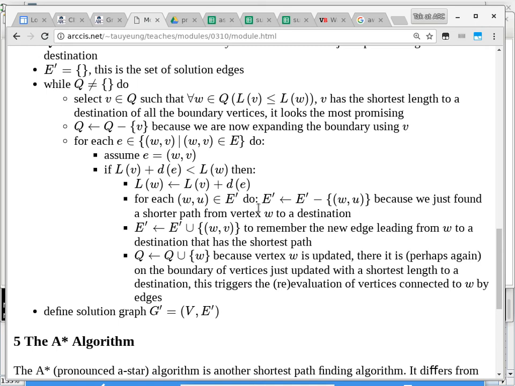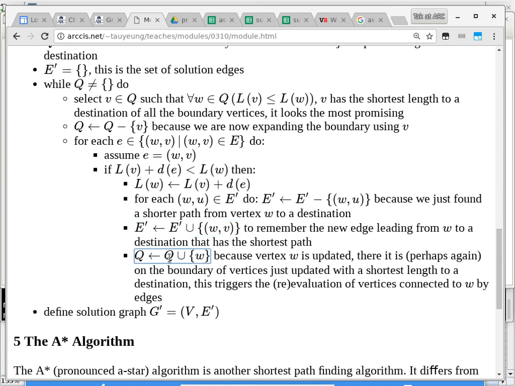So this is erasing, and then this is adding back the actual edge that will be a part of the shortest path from W to a destination. Does that make sense to you that the edge WV should be in the solution graph? At least at this point. Maybe later we'll find something even shorter and take this one out, but at this point we know that this should be a part of the solution. Is that okay so far?